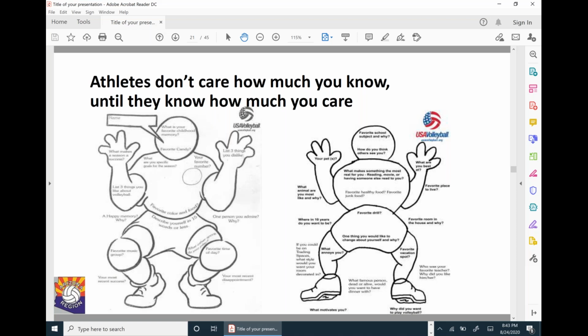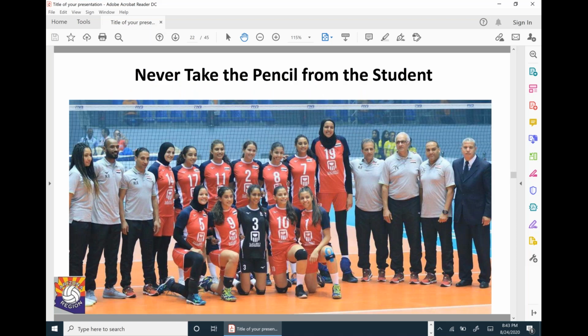And that's what this slide is about. This one that's flashing up now is the Egypt Youth Worlds team that the USA team went to. Come on in. Here we go. And it says, never take the pencil from the student. And we've already talked about that. But this is the tournament in Cairo that I was doing a big clinic in, that the USA women won their first gold medal for juniors or youth ever at the world level. It was a pretty exciting place to be. And I was doing clinics for the rest of the world's teams to make them better as well.